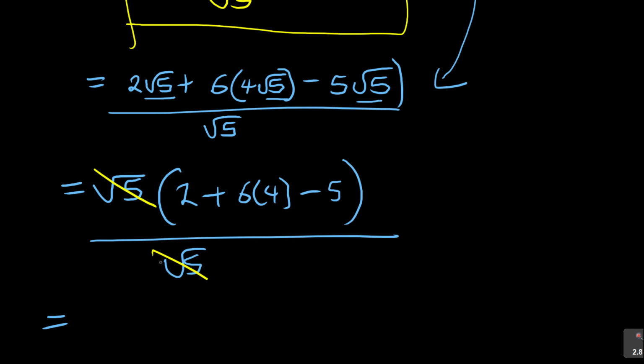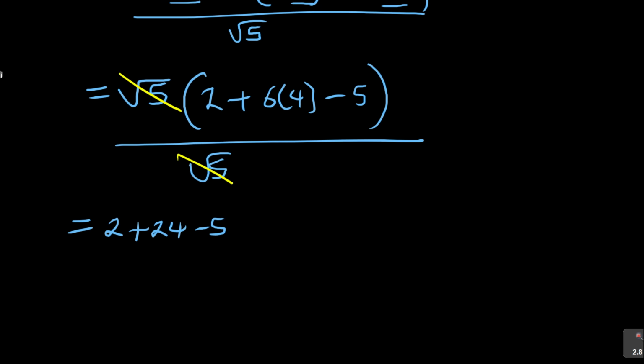So what you're left with is 2 plus 6 times 4, which is 24, minus 5. So what you're simply having, you can use a calculator there, which is 24 plus 2 is 26, minus 5, which is 21.